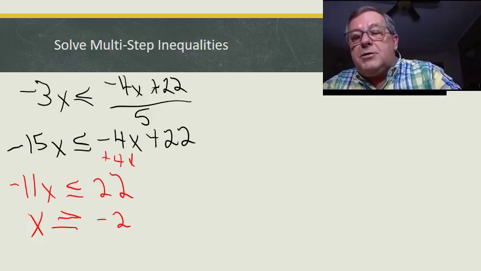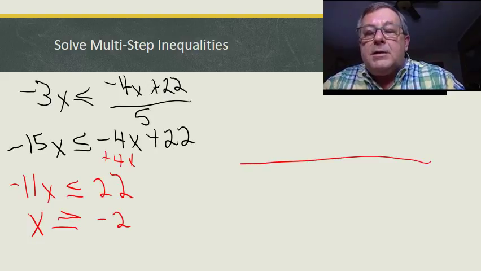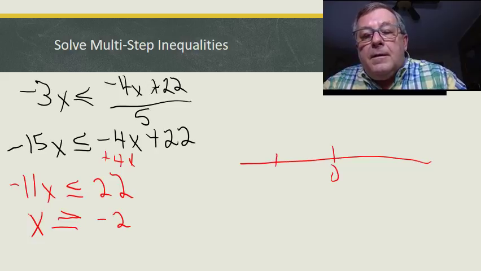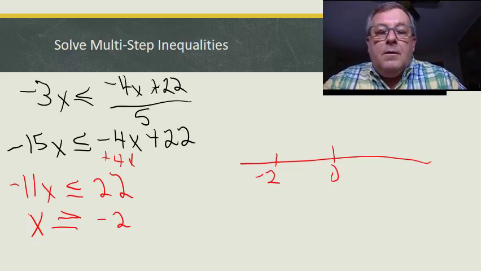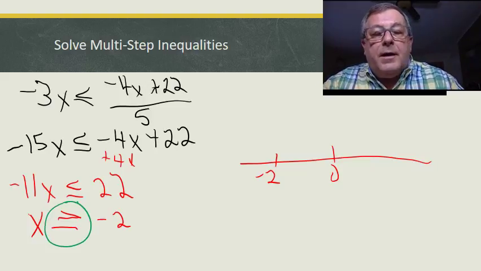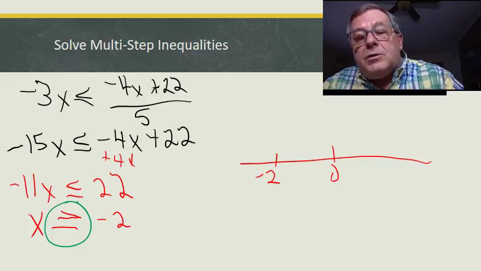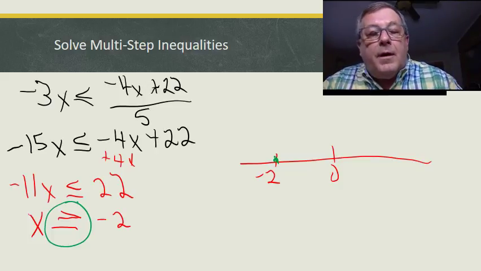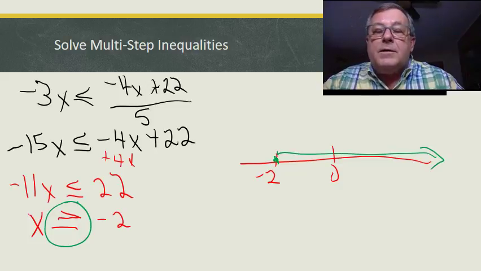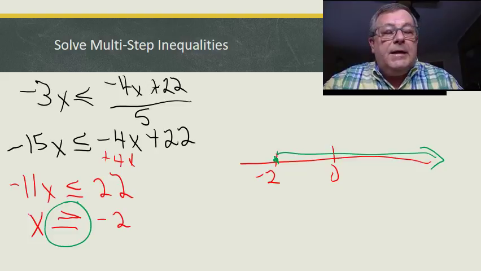And I think we're also asked to graph this on the number line. So let's get a sloppy line here. We're going to put 0 right here. Let's put negative 2 right here. Now we're dealing with a greater than or equal to, which means we're going to have a closed dot on our negative 2. And our graph is going to go this way. So we've got infinitely many solutions: x will be greater than or equal to negative 2.